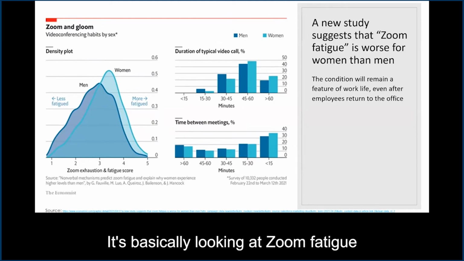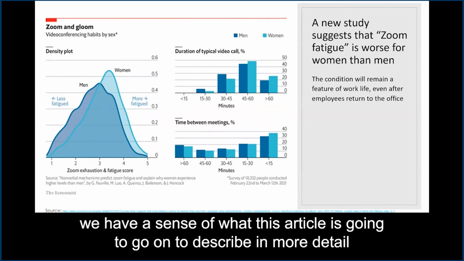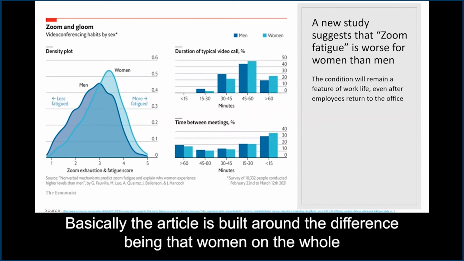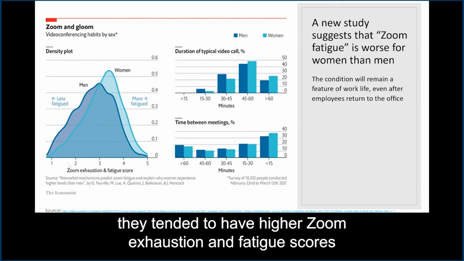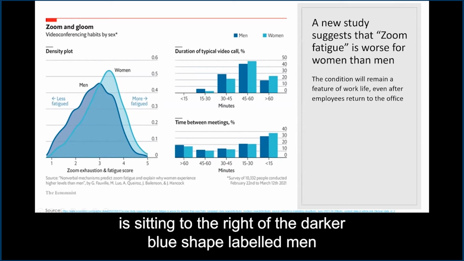It's basically looking at Zoom fatigue. Now, I think within maybe 10 or 15 seconds, looking at those plots, we have a sense of what this article is going to go on to describe in more detail. It firstly highlights the differences that have been seen between men and women in this study. Basically, the article is built around the difference being that women, on the whole, tended to have higher Zoom exhaustion and fatigue scores, as shown by this plot here. So the light blue shape labeled women is sitting to the right of the darker blue shape labeled men.